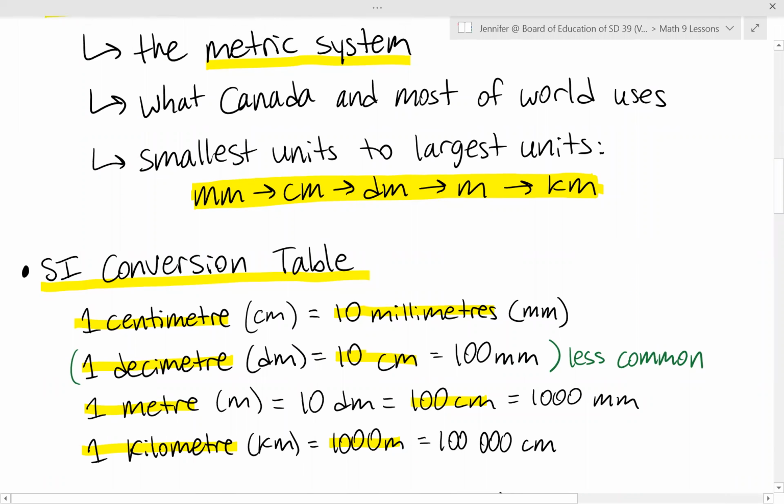So this is something that you'll need to memorize. 1 centimeter is 10 millimeters. So on a regular ruler, the larger lines are usually centimeters, and the tiny ones in between are the millimeters. 1 decimeter is 10 centimeters. You may not have heard of this before. I don't think I've used a decimeter ever in my life, but it is a unit that exists, and it's 10 centimeters. Then we've got 1 meter, which is 100 centimeters, and 1 kilometer, which is 1,000 meters.